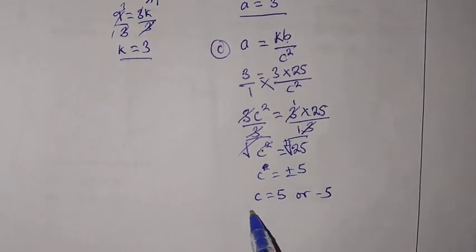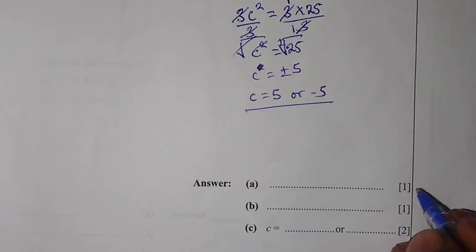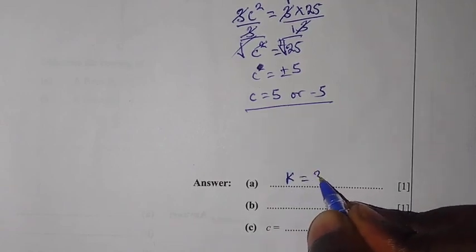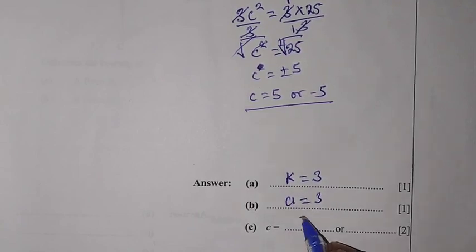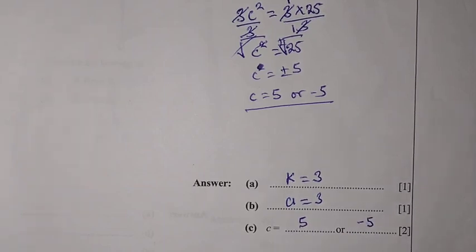So these are the values of c. Our answers here: the first one, we are finding k, and k is equal to 3. The second one, a is equal to 3. The last one, c is equal to 5 or c is equal to negative 5. We are done answering this question. So let us now move on.